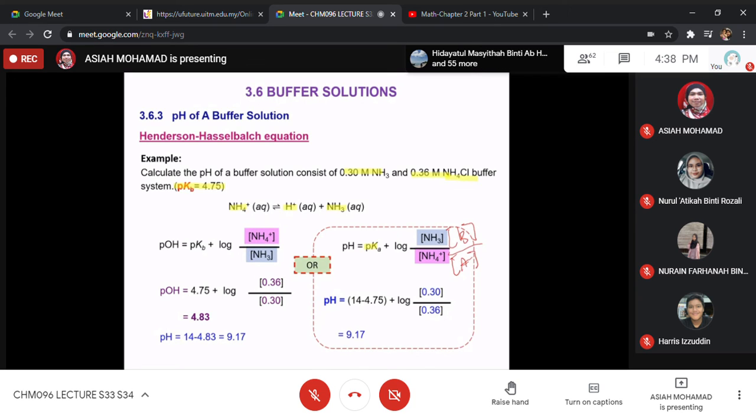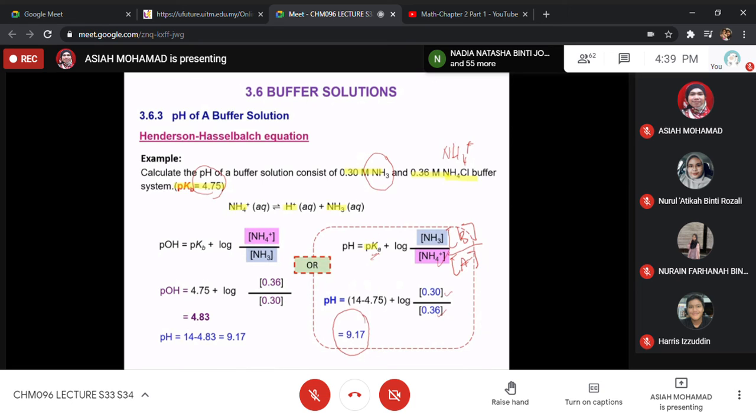So now let us determine what will be the base. It will be the ammonia, while the acid species will be the ammonium. With that, let us plug in the values. pKa is 14 minus pKb, since the pKb value is given there. So 14 minus 4.75 plus log concentration of ammonia over concentration of ammonium. So you will get 9.17.